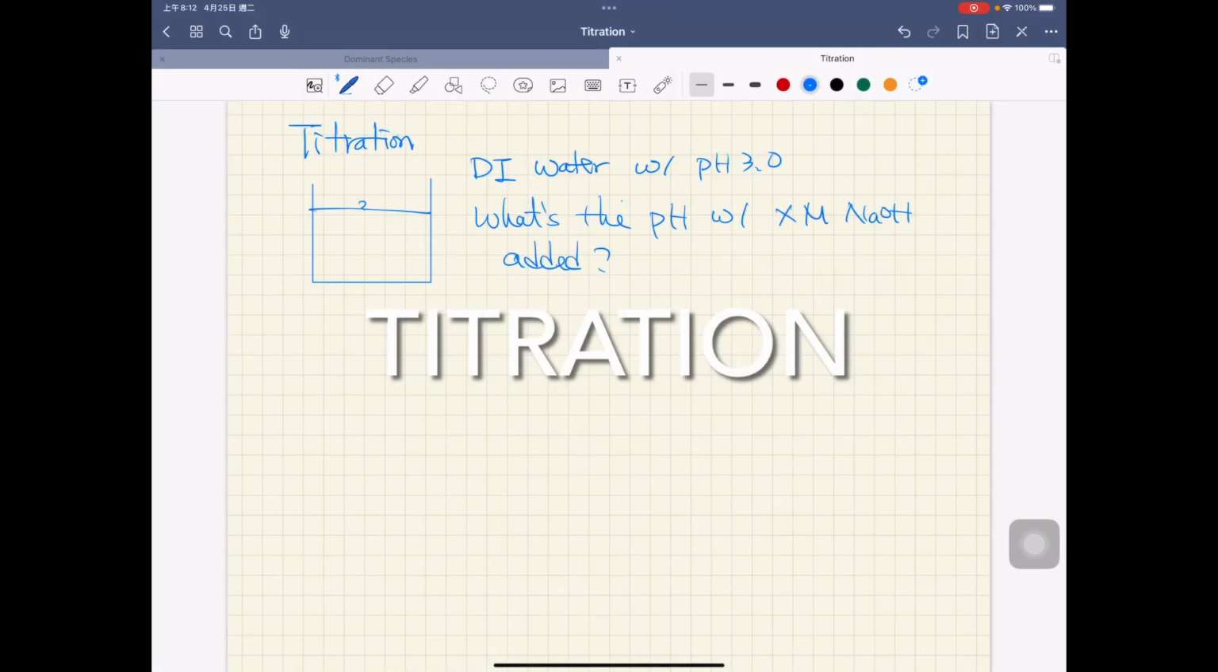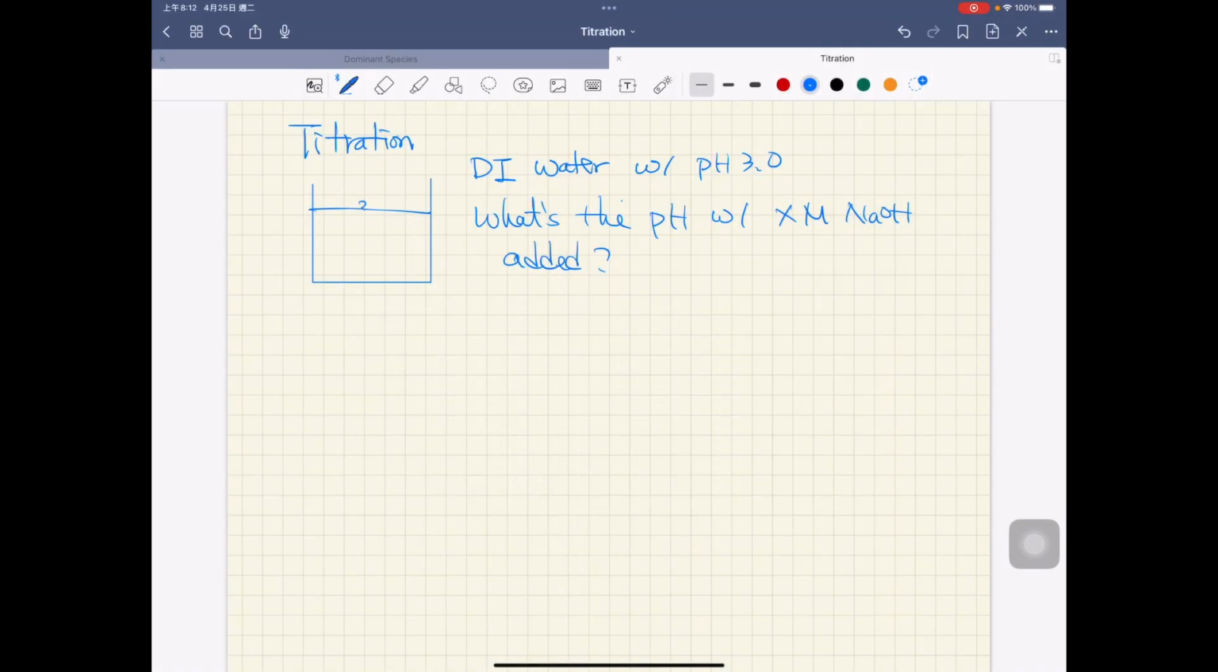Okay, today I want to talk about titration. Here's the problem setup. If I prepare DI water and then I adjust pH to 3.0 by adding acid, this acid could be nitric acid or hydrochloric acid or sulfuric acid. There could be any kind of them.